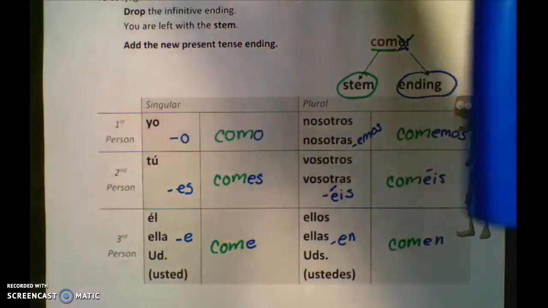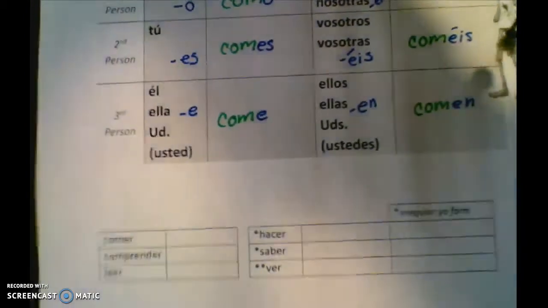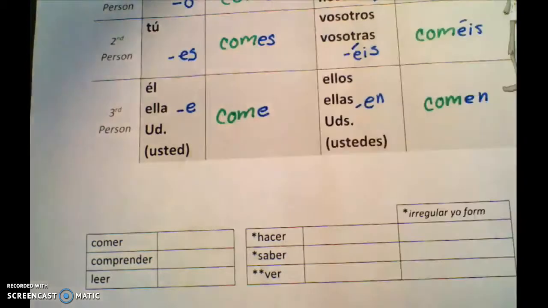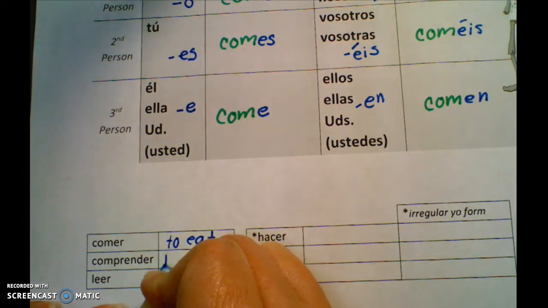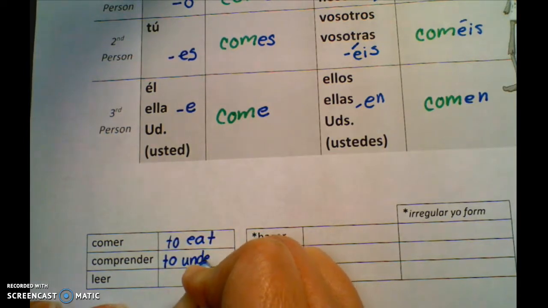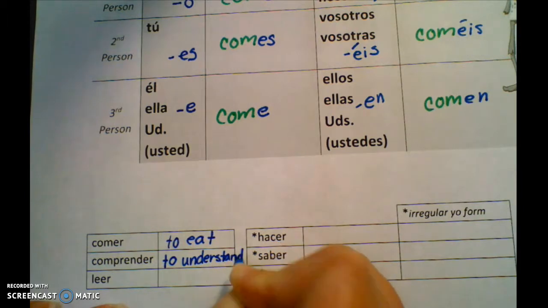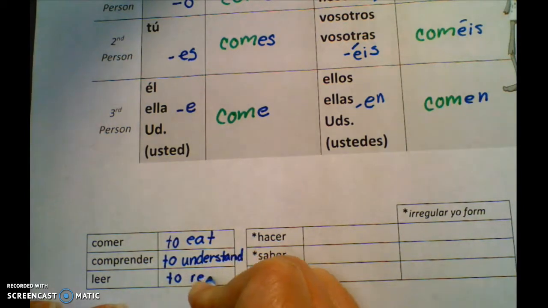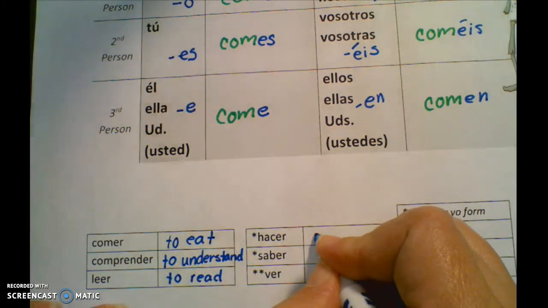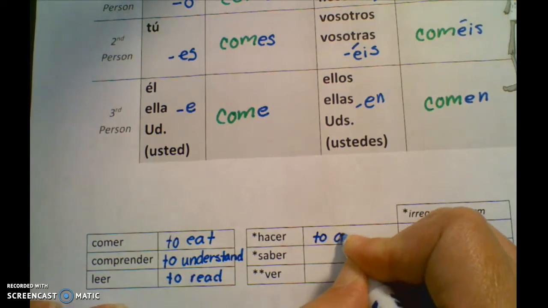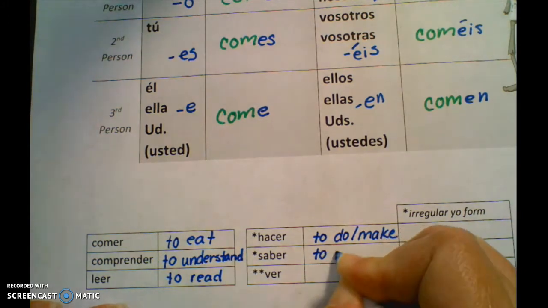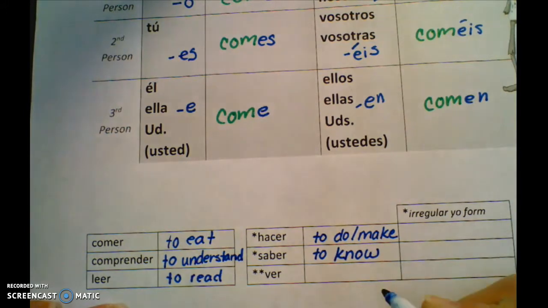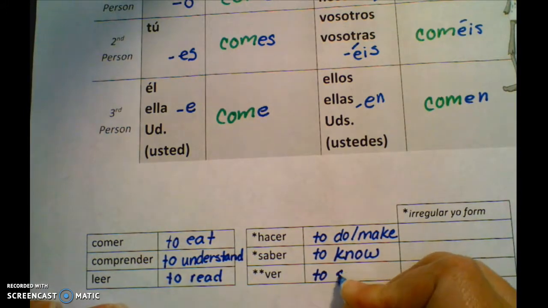It's the same thing. So let's talk about some ER verbs that you should know. All right, we have comer, which is to eat. We have comprender, which is to understand. We have leer, to read. And those are the ones you should know. Here are some newer ones. Hacer, which you actually did learn exploratory last year for those of you who had it. To do or make. Saber is a new one. It is to know, as in knowledge. And ver, you know from ver la tele, to see.